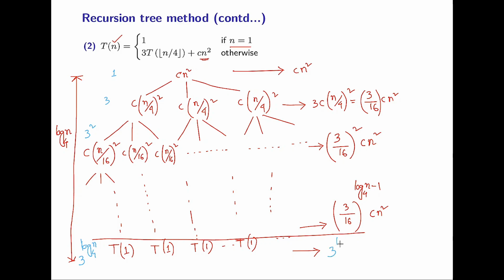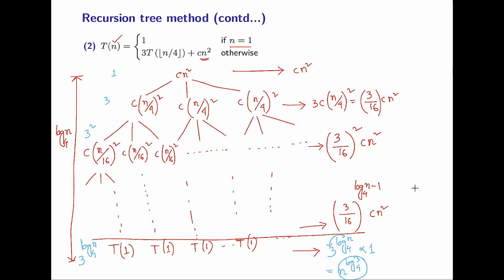3 to the power log n base 4. Okay. This number of nodes multiplied by the cost of each node. The cost of each node here is 1, because it is the base condition here. So that is 1. So if you remember, we can interchange this, so it will be n to the power log 3 base 4. Okay. So this is the cost at the last level.